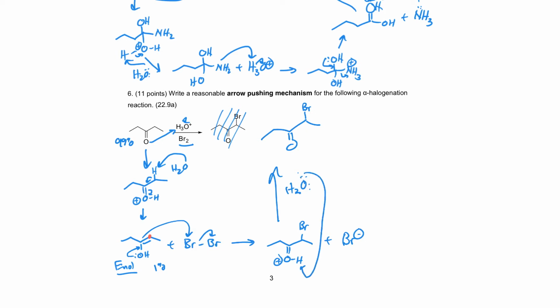You might be asking why I didn't use bromide. Well, water's a better base than bromide. Bromide would make HBr, a very strong acid. So I'm just going to let the bromide sit around and be bromide. I'm going to let the water, which is a weak base, but a better base than bromide, grab this extra hydrogen. So this is simply just alpha bromination or alpha halogenation, as I stated in the question text.